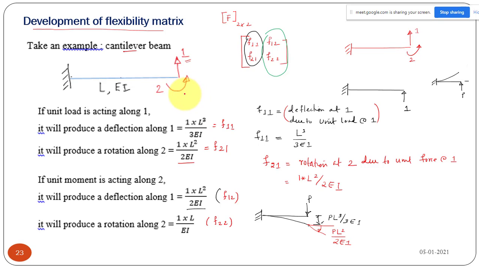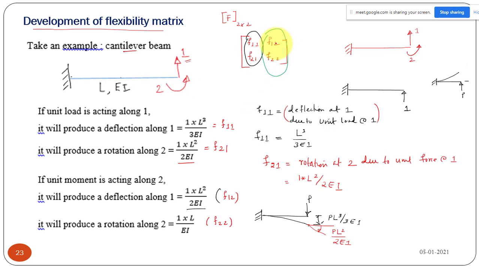Because it is given as a translation, we have to apply a unit force, 1 kilonewton. And in the second column we have to apply a unit force corresponding to coordinate 2, because it is a rotational displacement, so we have to apply a unit moment. Okay, is this clear?